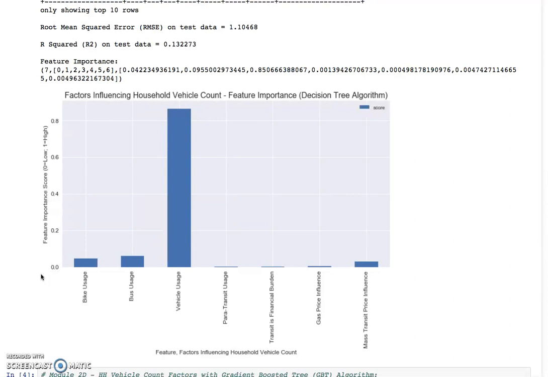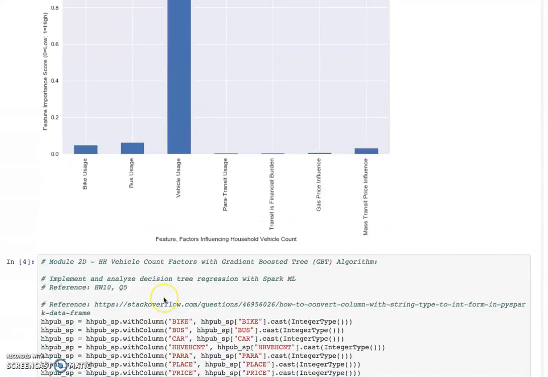But I think the important thing to see here is that the vehicle usage is closely tied to vehicle count. So that's worthy to note and something to think about as we try to reduce commute times within the US.